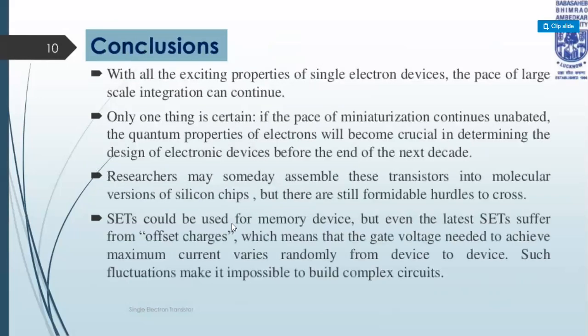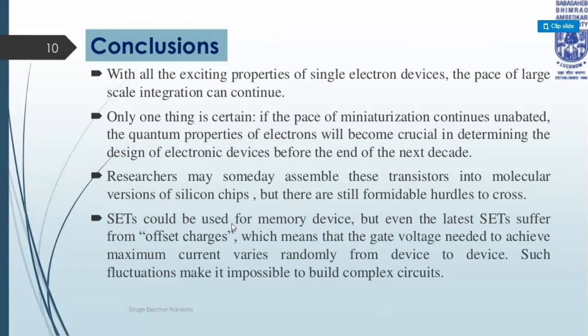From that, we conclude that with all the exciting properties of single electron devices, the pace of large scale integration can continue. Only one thing is certain: if the pace of miniaturization continues unabated, the quantum properties of an electron will become crucial in determining the design of electronic devices before the end of the next decade.